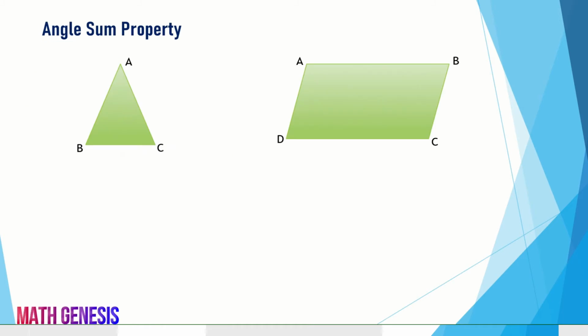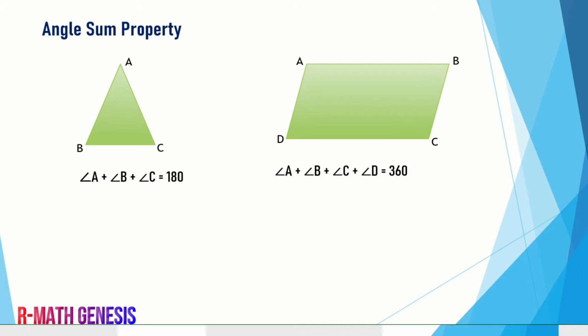I think you already know about the angle sum property, which we studied in your earlier classes, right? Angle sum property of a triangle. What is the sum of the angles of a triangle? It is 180 degrees, which means angle A plus angle B plus angle C is 180 degrees. Then what about this quadrilateral? Can you guess the sum of the angles in a quadrilateral? Yes, it is 360 degrees, which means angle A plus angle B plus angle C plus angle D is equal to 360 degrees.